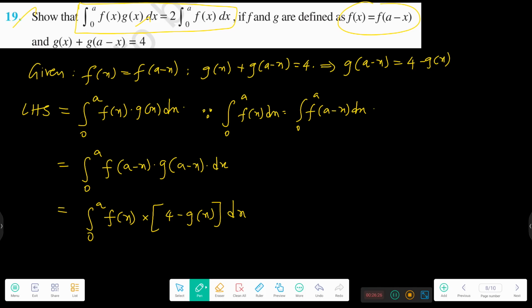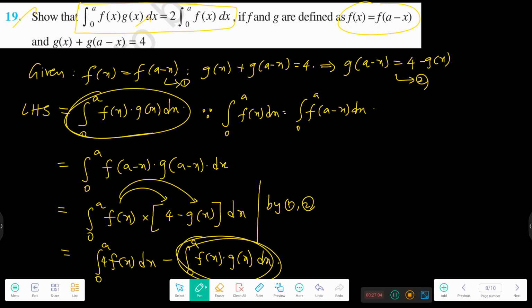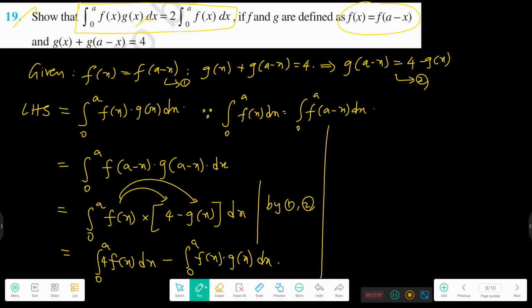Listen carefully. This first condition and second condition, both I have applied here. By 1 and 2, I got this step. Now, take f of x and multiply inside. When I multiply, what am I getting? Integral 0 to a, 4 into f of x into dx minus integral 0 to a f of x into g of x into dx. This is what I'm getting. Children, have you noticed it? This is the left hand side. So you can apply it there as left hand side.